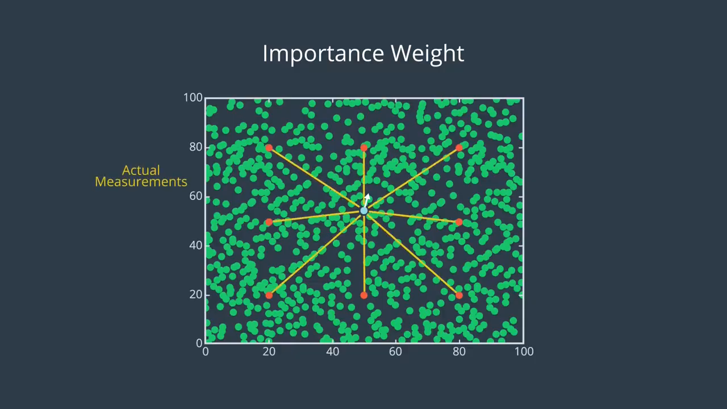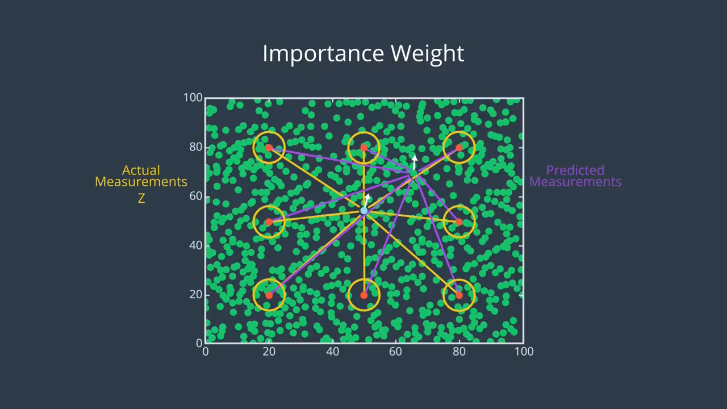These are the actual measurements denoted by z. In order to assign weight to each particle, you need to compare the measurements of each particle, also known as the predicted measurement, to the actual robot measurement. The mismatch between the actual measurements of the robot and the predicted measurements of each particle is known as the particle's importance weight. The larger the weight, the more important the particle is, and the more likely it is to represent the robot's actual position.